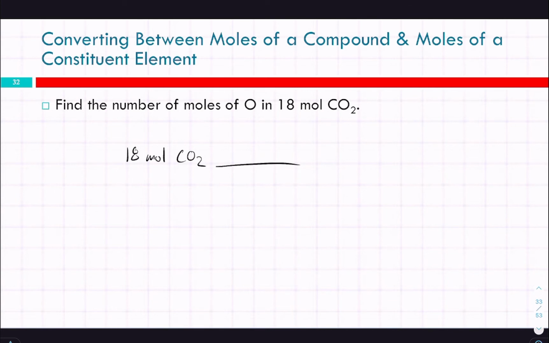You could write, maybe I'll write it out here. For every 1 CO2, we have 2 oxygens. And really you can insert here, whether that's molecules and atoms or moles and moles. If we have 1 mole of CO2, we have 2 moles of oxygen. So we'll have 36 moles of oxygen.